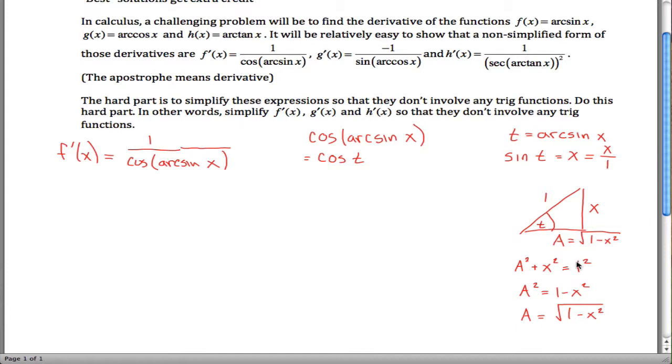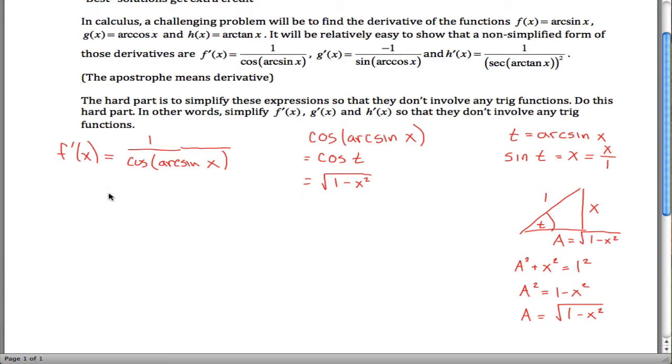Okay, easy to get lost in the problem. Remember, what we're trying to do over here is simplify cosine of arcsine of x, which we decided was the same as cosine of t. I can figure out cosine of t because I have t right here, and I know that the cosine of t is adjacent over hypotenuse. Right, SOHCAHTOA. So the cosine of t is the square root of 1 minus x squared divided by 1. You don't need to write divided by 1. So it's that.